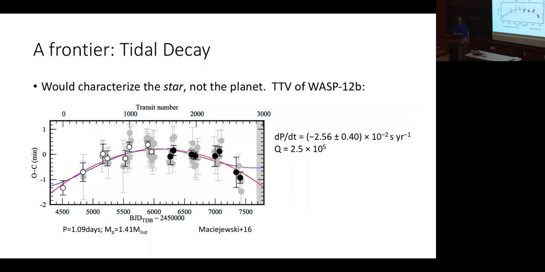So one system was found, it has a period of 1.1 days and a mass of 1.4 Jupiter masses, orbiting a little bit more massive than the sun kind of star. And what you see here is O minus C in minutes. And so it's just a parabola so far. It looks like the planet would have transited here after 10 years, but it transited 3 minutes earlier. Okay, so it's on a very slowly decaying orbit with a period derivative of order 10 to the minus 2 seconds per year. So very slowly falling in, and that gives a certain tidal quality factor for the star. So we can characterize the stars this way.